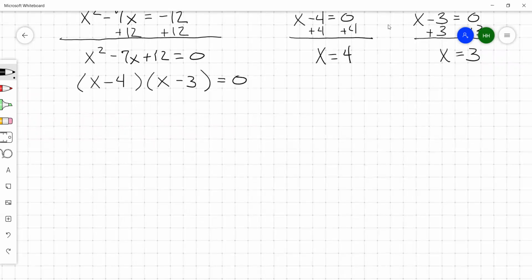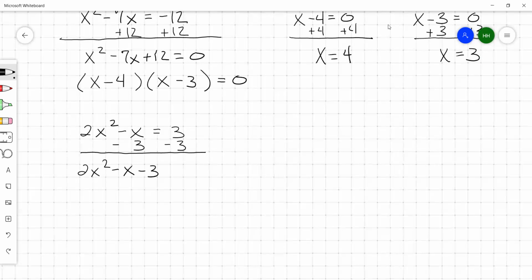Let's say we get 2x squared minus x equal to 3. Same concept, same technique. We got to get all the terms on the same side. So we subtract 3 from each side, and we get 2x squared minus x minus 3 equal to 0. And then we got to factor this trinomial so that we can find the zeros.